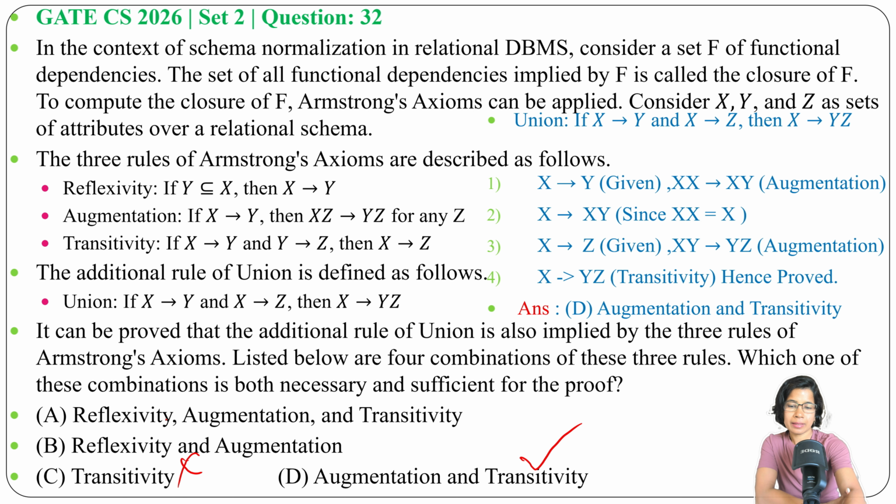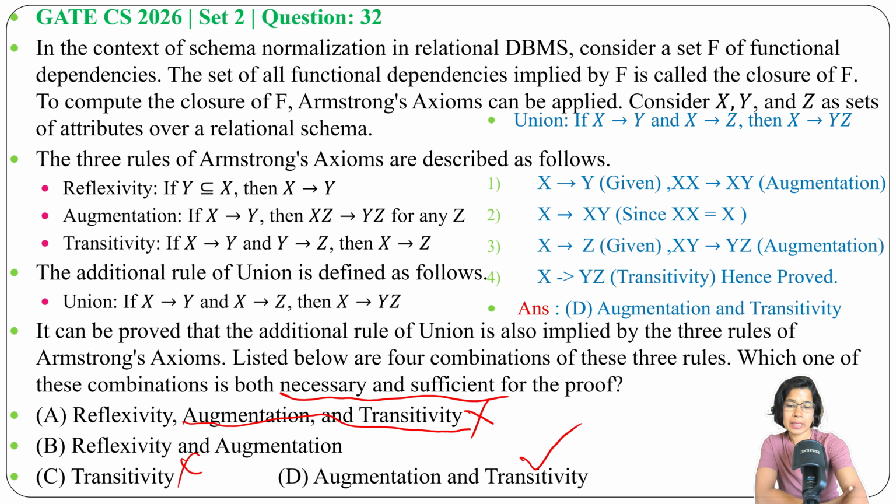Now option A, that is reflexive, augmentation and transitive. Just augmentation and transitive is enough for union. Here it's given which one of these combinations is both necessary and sufficient. So these two, augmentation and transitive, are necessary and sufficient. We don't need reflexive. That's why option A is false.